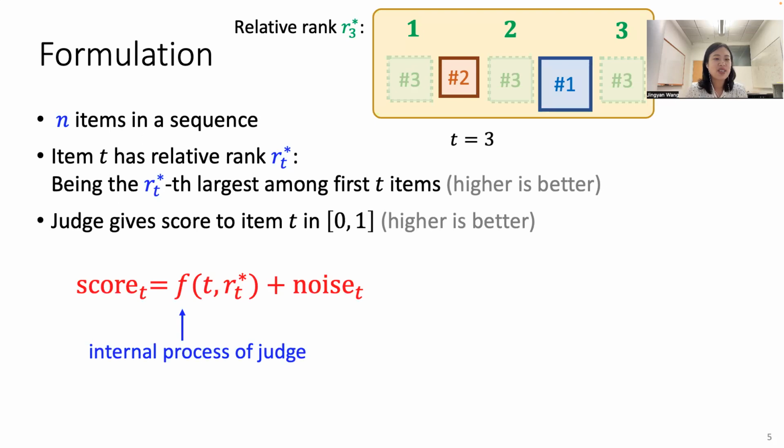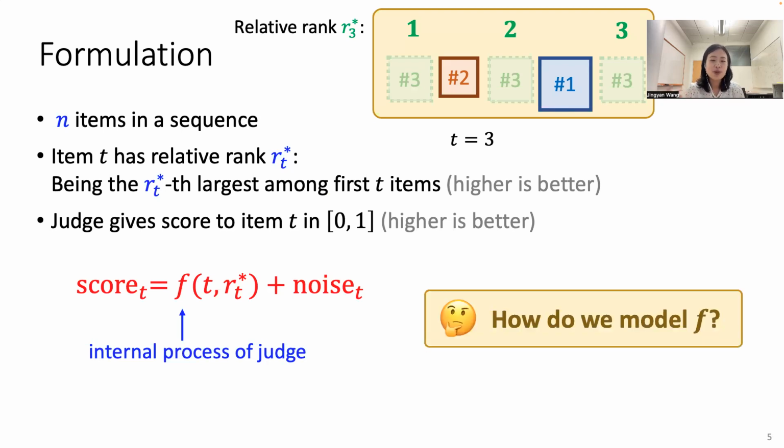We assume the judge gives a numerical score to the item, where, again, the higher the score, the better the item is, where the score is the sum of two terms. The first term describes some internal process of the judge, which depends on the position T and the relative rank of the item, R_T. So F describes how the judge maps the information so far to a numerical score. And then we add a standard noise term on top of F. The first question is, how do we model this function F?